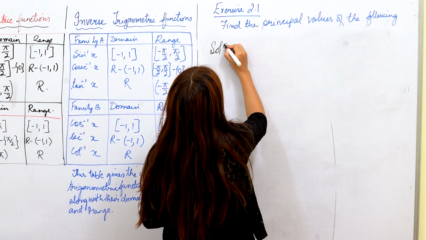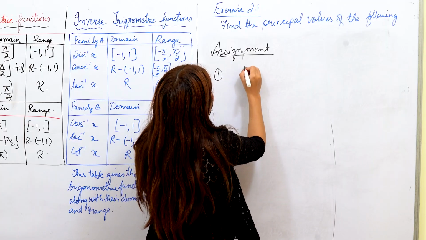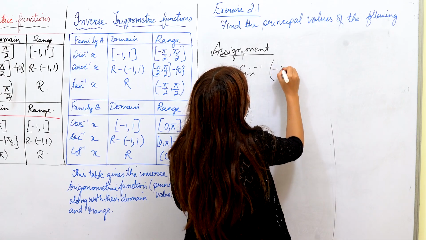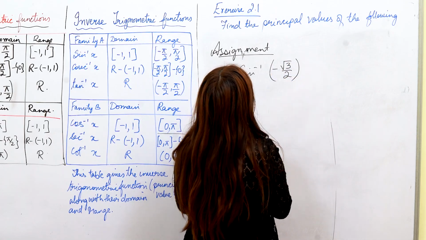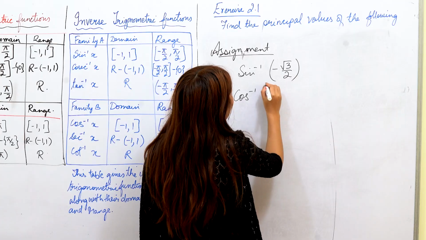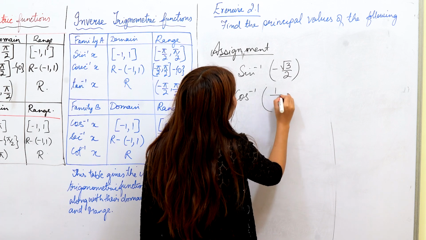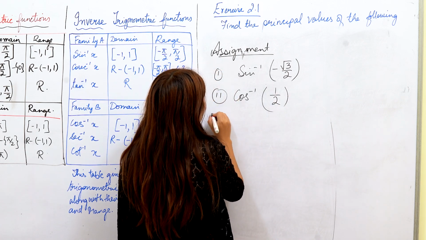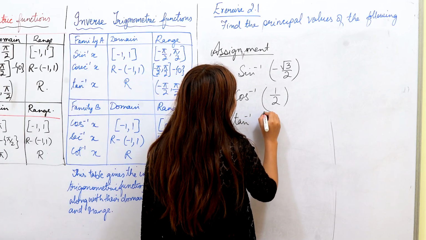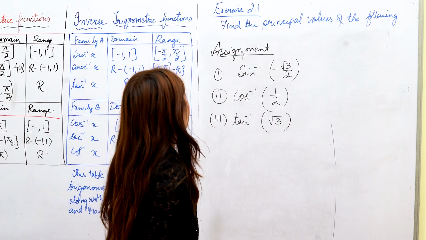There is an assignment on this page. For the assignment, number 1: sine inverse of minus root 3 by 2. Second: cos inverse of 1 by 2. And number 3: tan inverse of root 3.